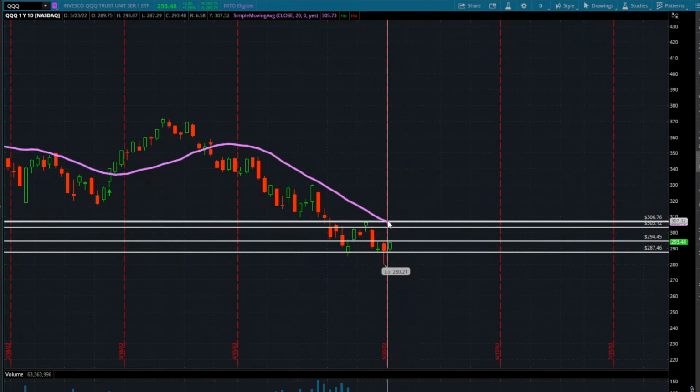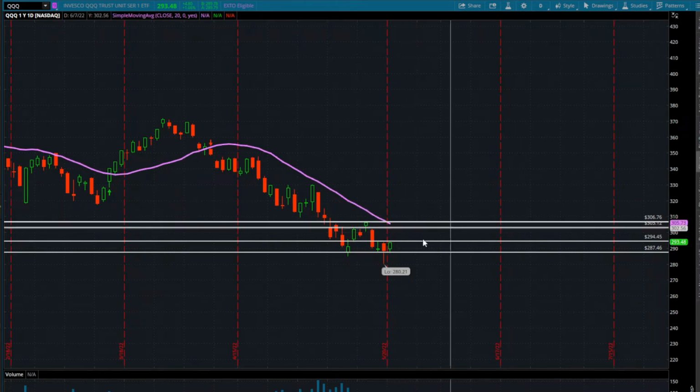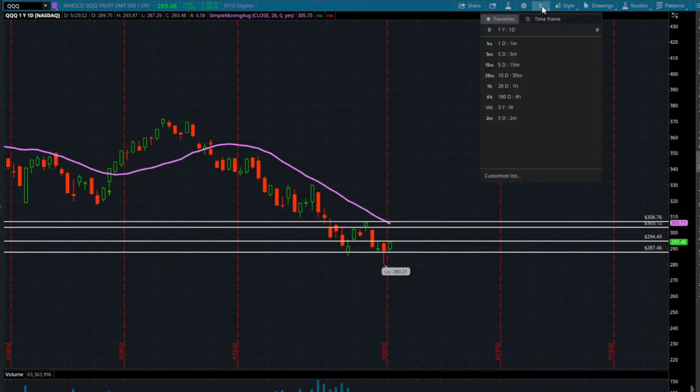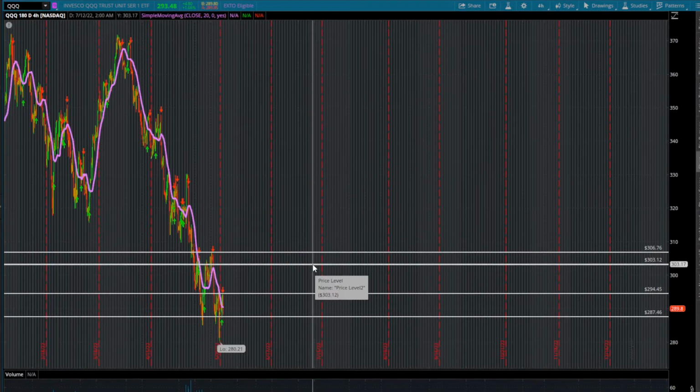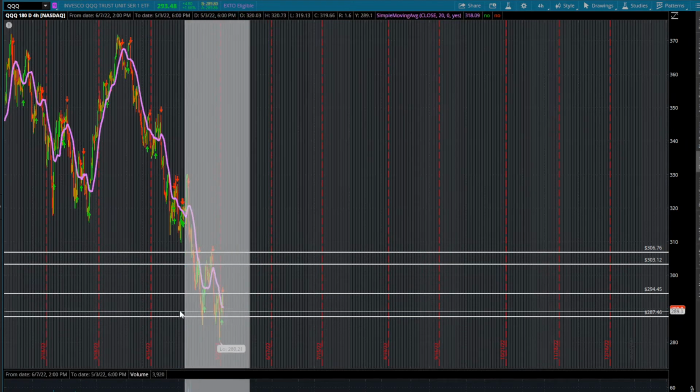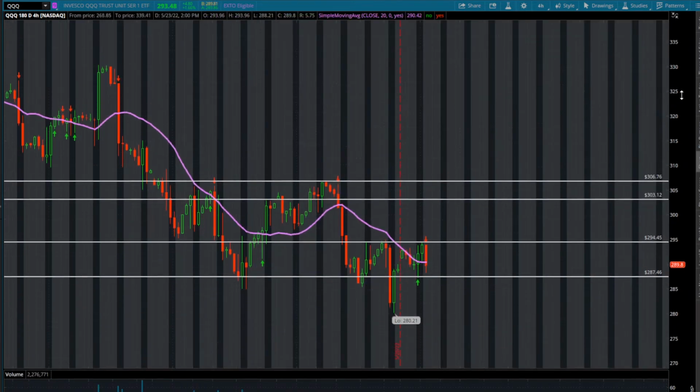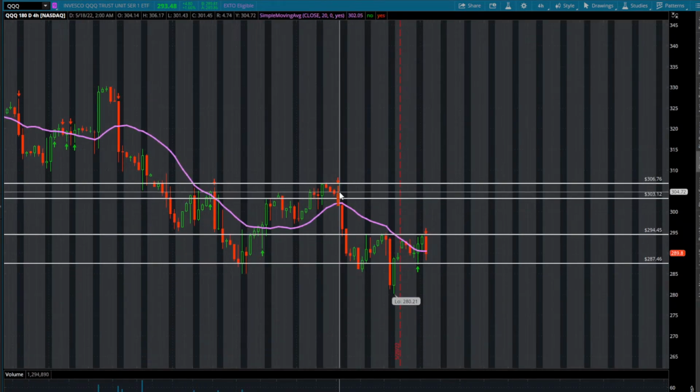So if we do reclaim it, there's potential for a nice run up there, and I'm going to want to buy calls over 306.76. Now what we want to do, let's scroll down to a smaller time frame. Let's use the 4-hour chart and let's see where our daily levels matched up. So if we take a look here, this is looking really, really good. We have our top supply zone here at 306.76.